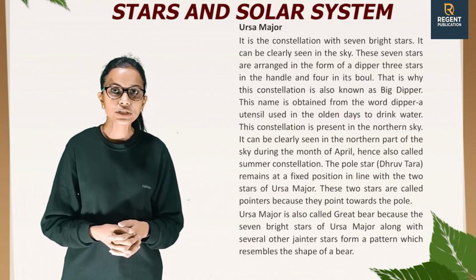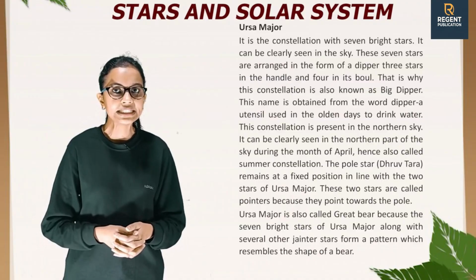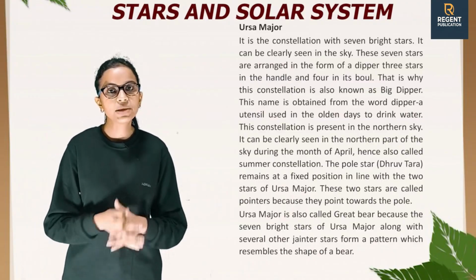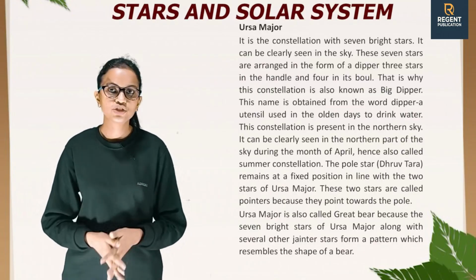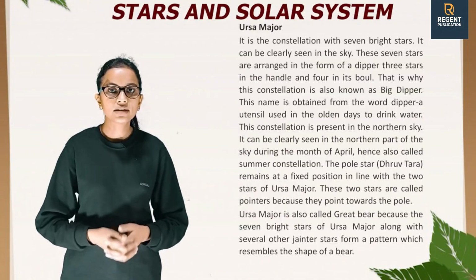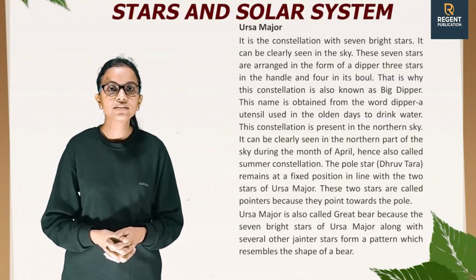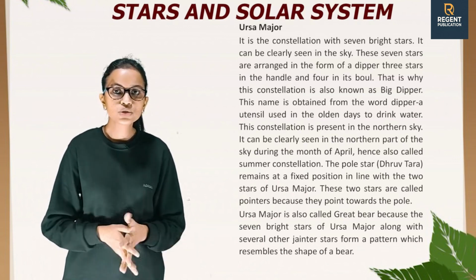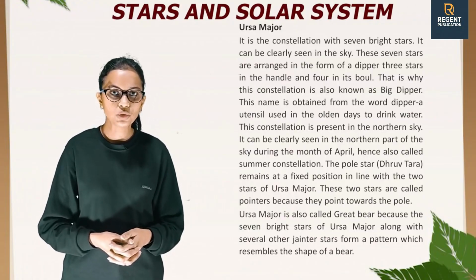This constellation is present in the northern sky. It can be clearly seen in the northern part of the sky during the month of April. Hence it is also called a summer constellation. The pole star, that is Dhruv Tara, remains at a fixed position in line with the 2 stars of Ursa Major. These 2 stars are called pointers because they point towards the pole.